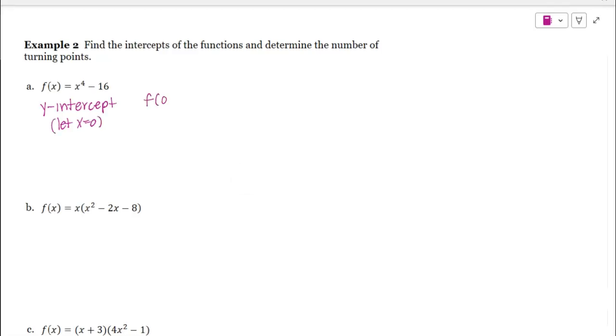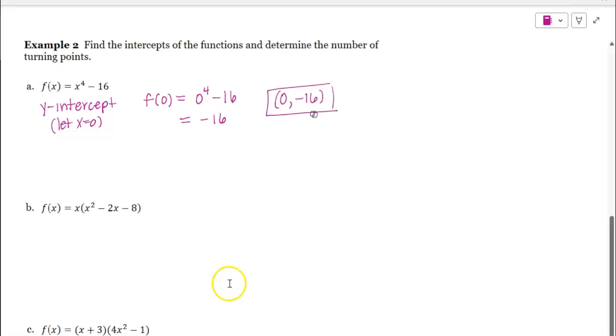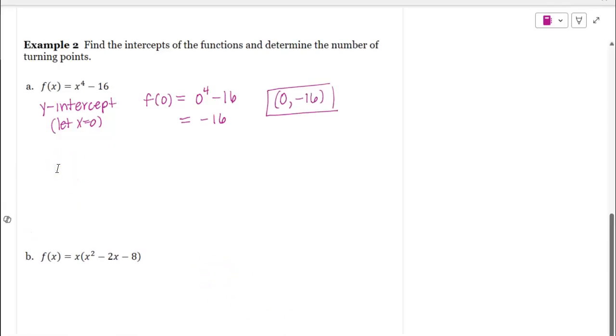So if I look at f of 0, I'll have 0 to the 4th power minus 16. So it looks like we're getting negative 16. Our y-intercept is (0, -16). To find our x-intercepts, we're going to think about factoring this.